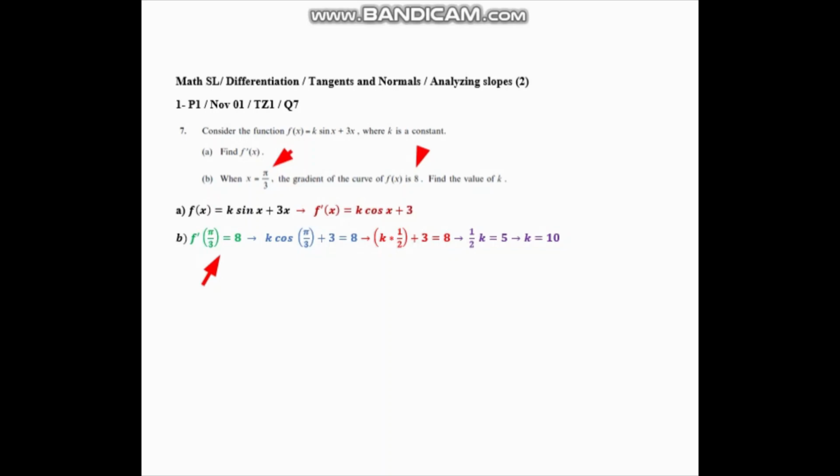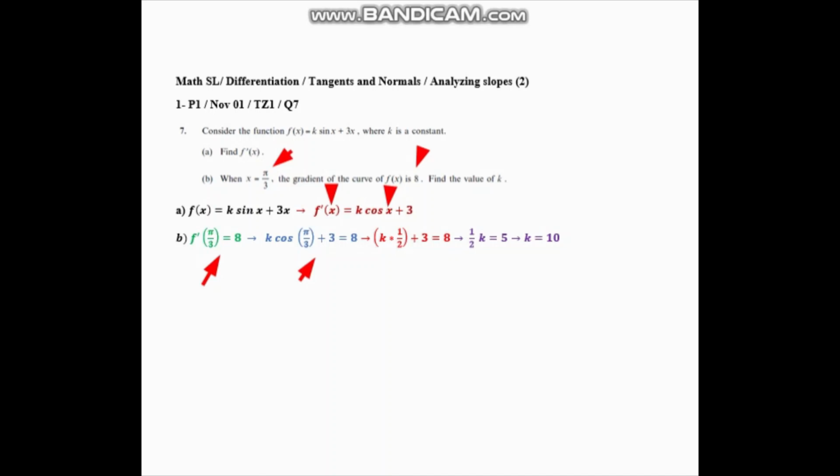So how do we use this? How do we use this information? We simply substitute x for pi over 3 in the red equation and we equate to 8. So instead of k cosine x plus 3, we're going to get k cosine pi over 3 plus 3. So this is the gradient at x equals pi over 3.